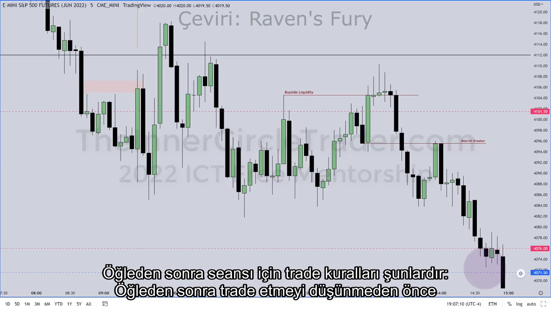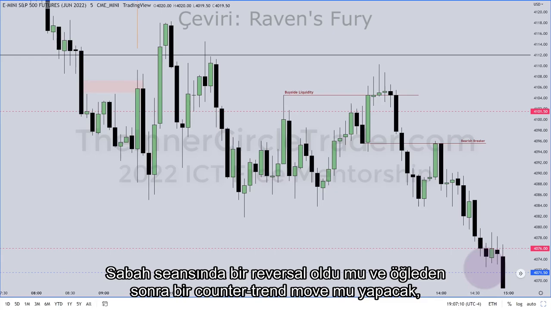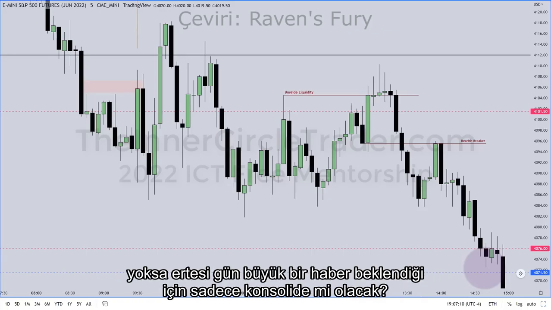Before you even consider trading in the afternoon session, you have to consider, what is the daily range trying to do? Is it trying to expand higher? Is it trying to expand lower? Did it reverse in the morning session? And is it going to have a counter trend move, or is it going to just consolidate because it's waiting on a big news event the following day?